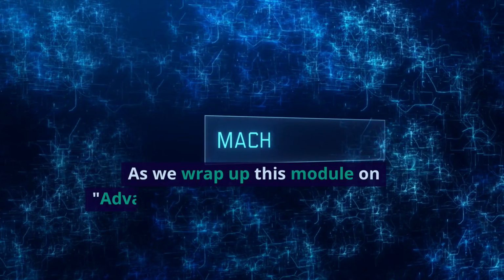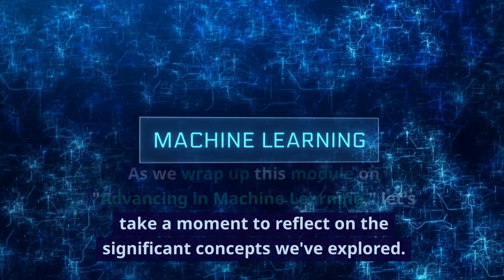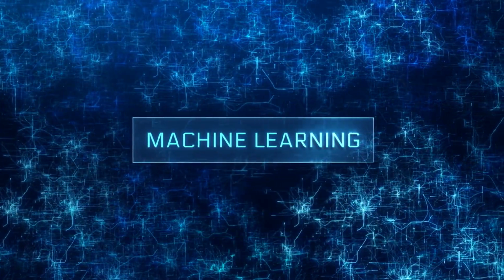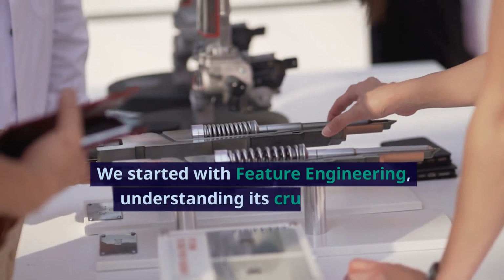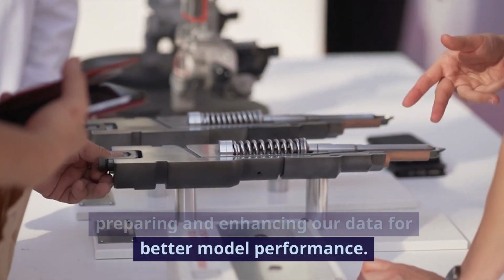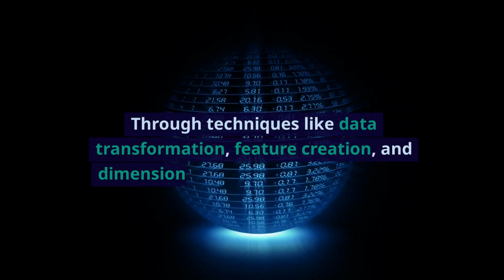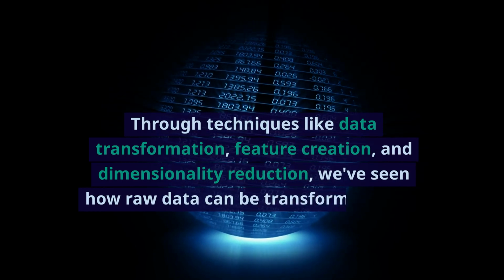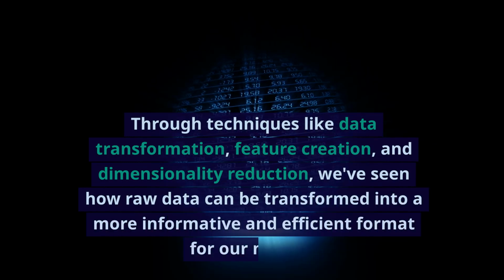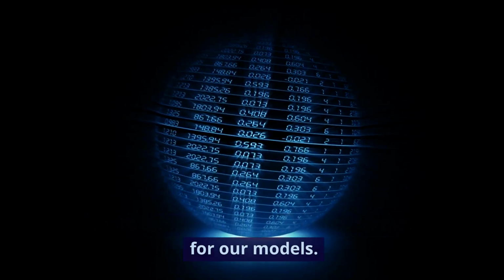As we wrap up this module on advancing in machine learning, let's take a moment to reflect on the significant concepts we've explored. We started with feature engineering, understanding its crucial role in preparing and enhancing our data for better model performance. Through techniques like data transformation, feature creation, and dimensionality reduction, we've seen how raw data can be transformed into a more informative and efficient format for our models.